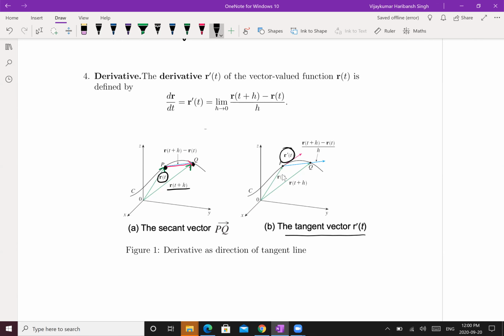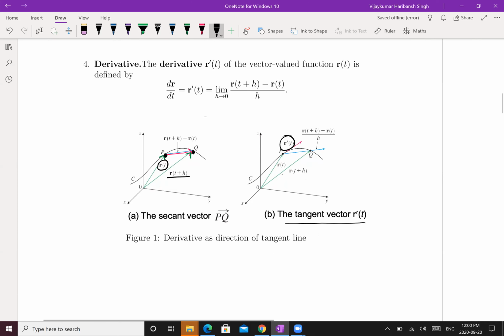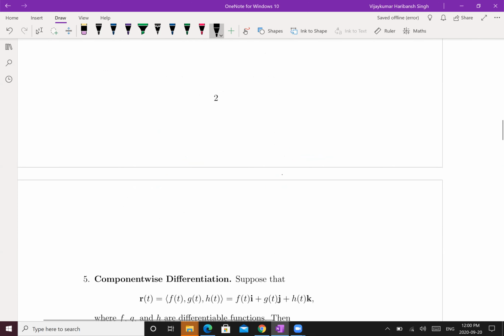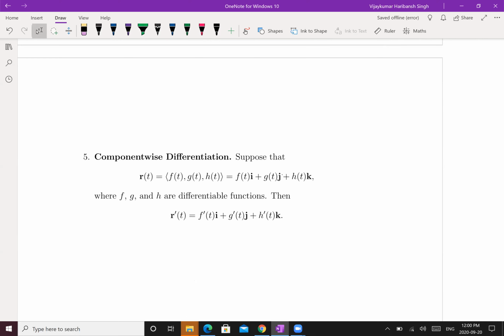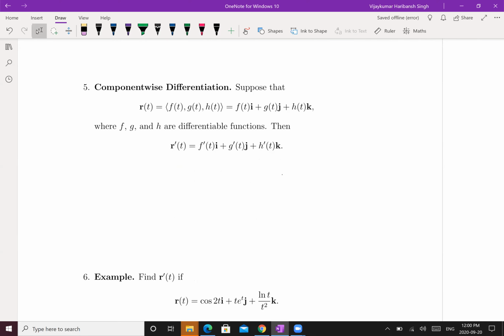Now the next question is, how do we compute such a thing? How do you compute the derivative? For that, we have the following. If r of t is f of t, g of t, h of t, then r prime t is f prime t, g prime t, h prime t. So let's come to this formula.